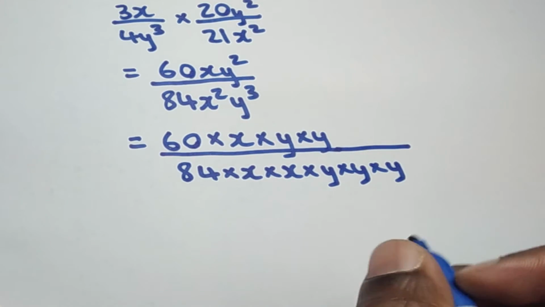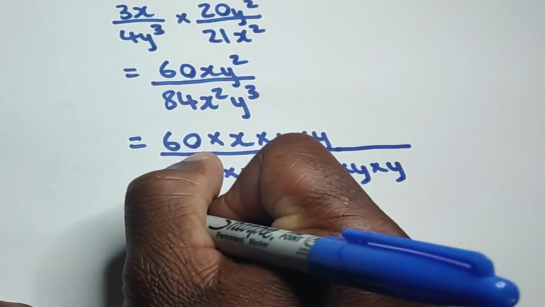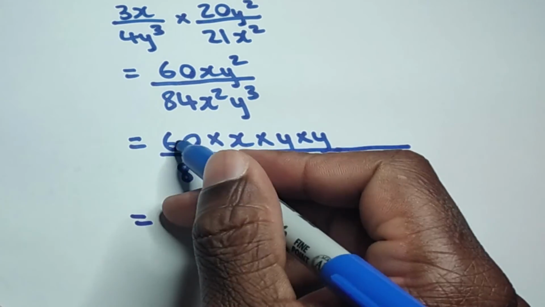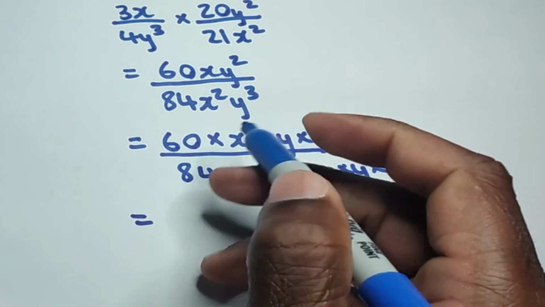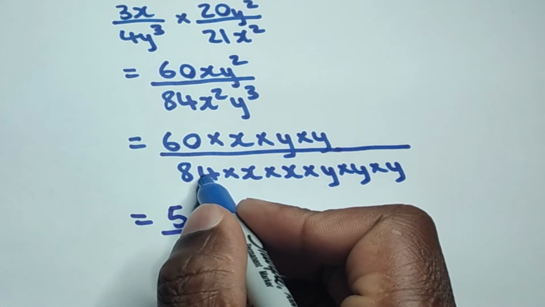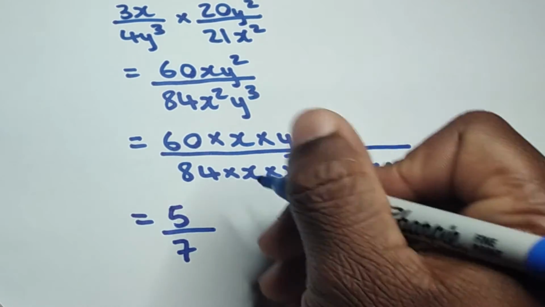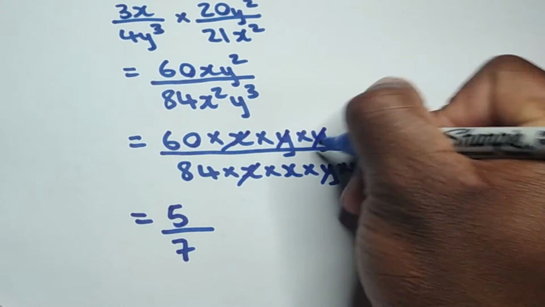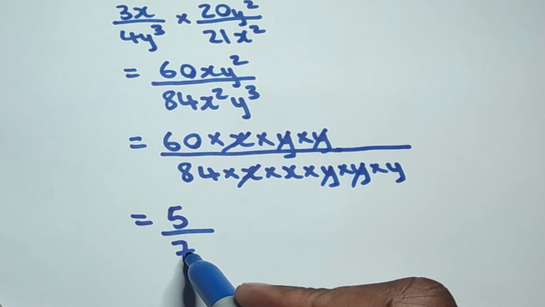All right, so what we can do now is look at the numerator and denominator and see what we can cancel. Now we'll look at the 60 and the 84. What's the highest common factor for both these numbers? Of course, that's 12. So 12 goes into 60 5 times, and 12 goes into 84 7 times. What else do we see going on here? We can use an x to cancel x here, use a y to cancel y, another y to cancel another y, so we'll be left with 5 over 7.